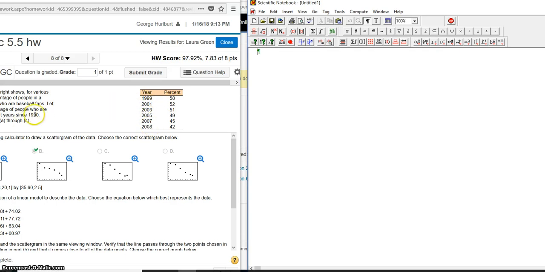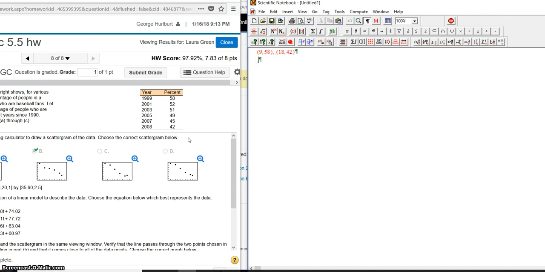Alright, so this is years since 1990. So 1999 would be year 9. So one point would be 9 comma 58. And the other one would be from 1990 to 2018, that's 18 years, comma 42.